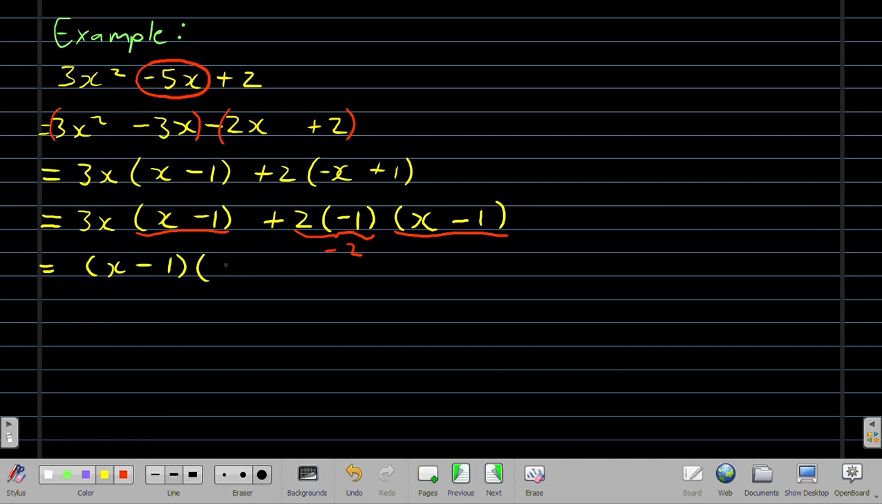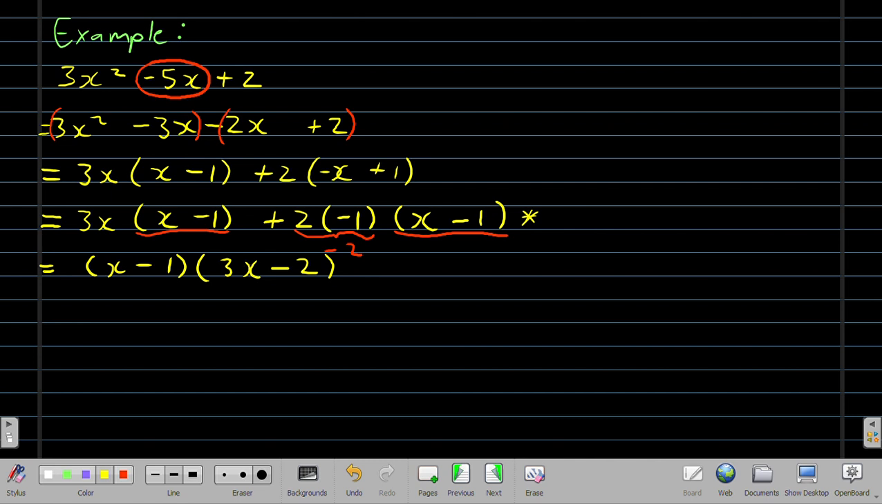And what we're going to be left with is 3x minus 2. And you can compare it with the previous video's example, and it should give you the same answer, except that the brackets are flipped around. Now, instead of taking this step right here, we can skip this step by simply taking out a common factor of minus 2x instead of positive 2.